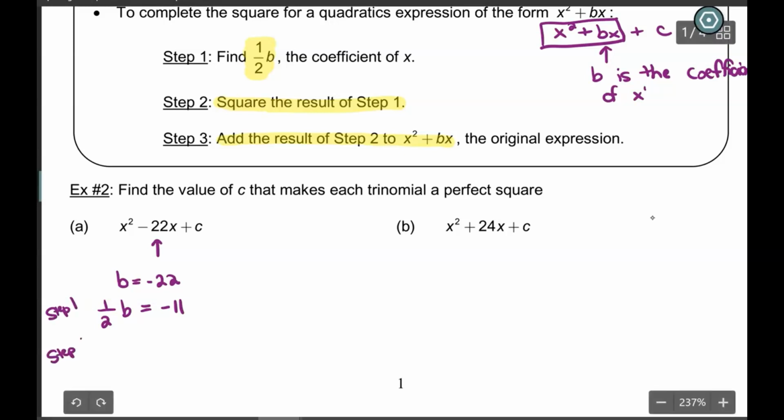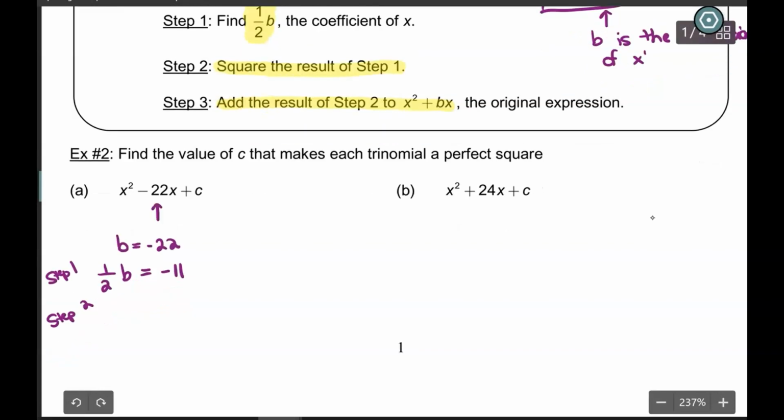Step 2, we want to square that. So squaring means we're going to take half of b and square it. So we want to take negative 11, and we want to square it. Squaring means to multiply it by itself. What do we get? 121.